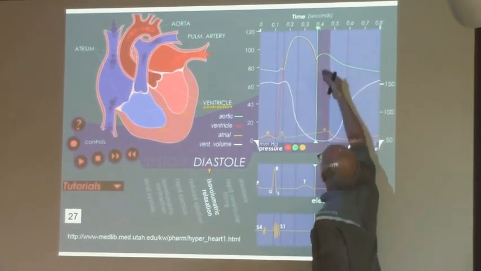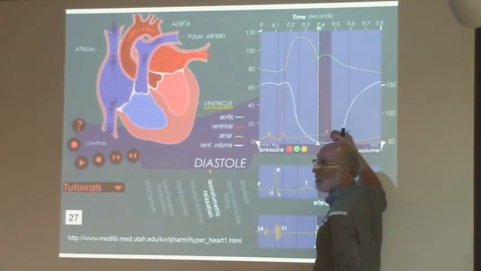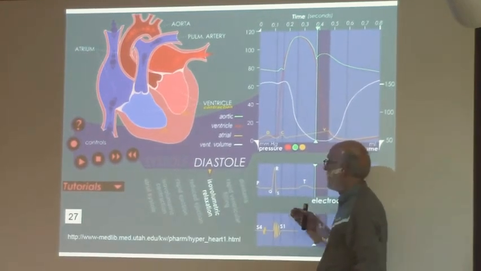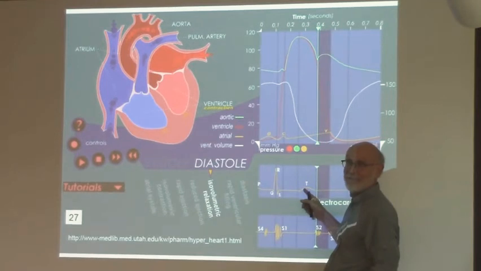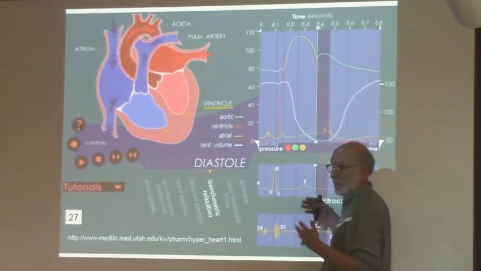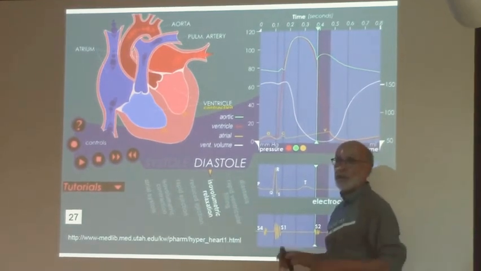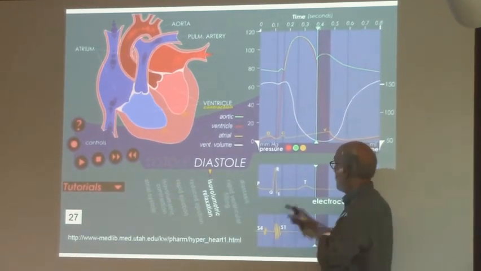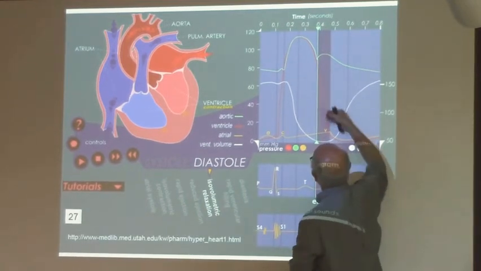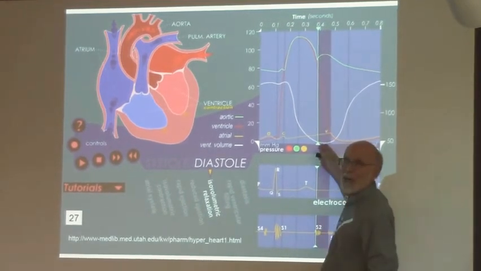What triggered the decrease in pressure? Relaxation. What triggered the relaxation? Repolarization. The T-wave represents the signal that precedes isovolumetric relaxation. So repolarization, relaxation, but we haven't opened any valves yet.